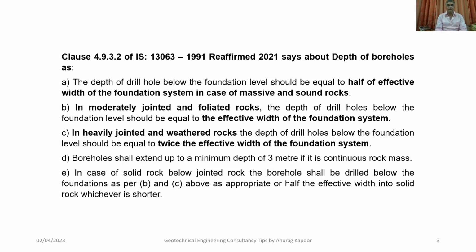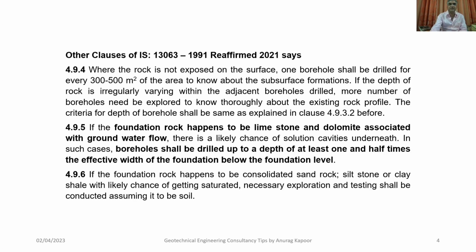Now, the fourth one: boreholes shall extend up to a minimum depth of 3 meters if it is a continuous rock mass. In case of solid rock below jointed rock, if ever encountered at the site, the borehole shall be drilled below the foundations as per clauses B and C mentioned just above, as appropriate, or half the effective width into solid rock, whichever is shorter.